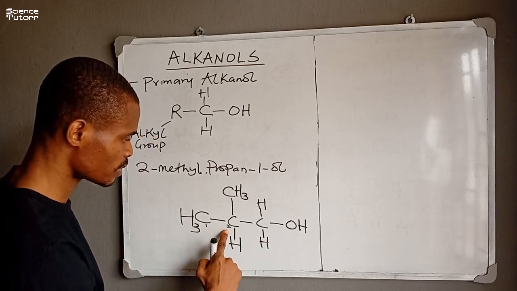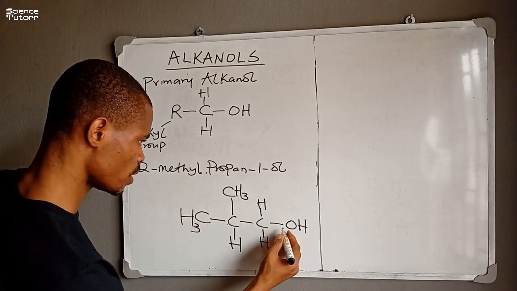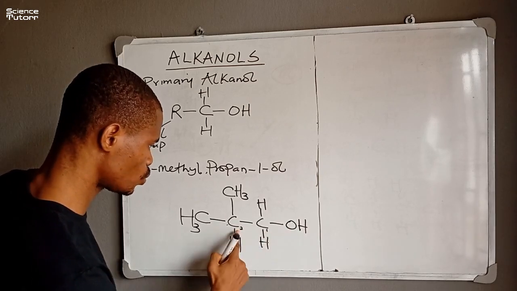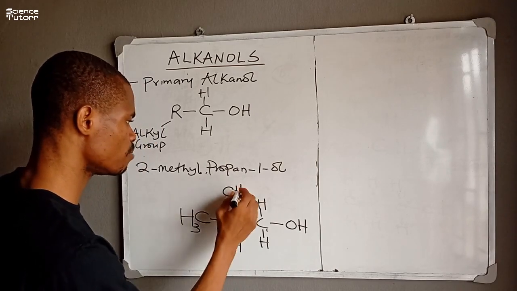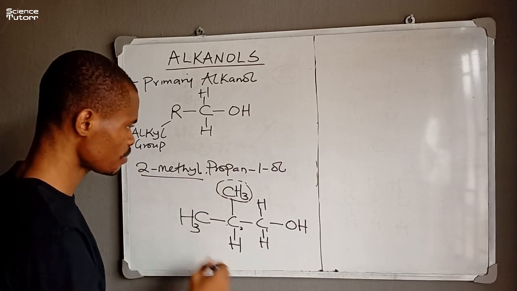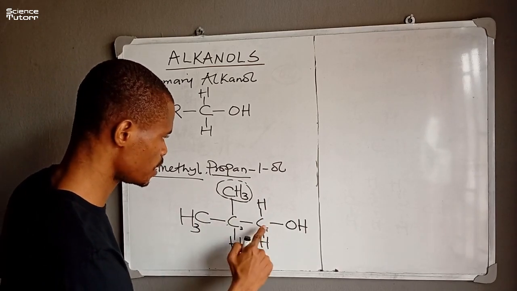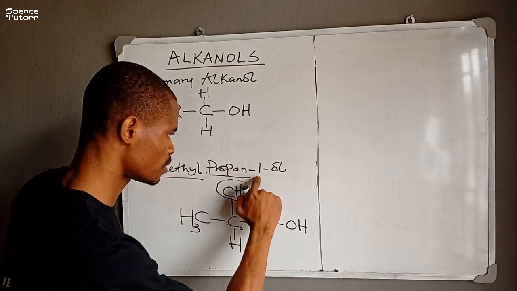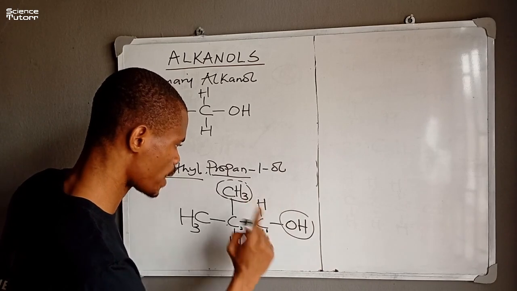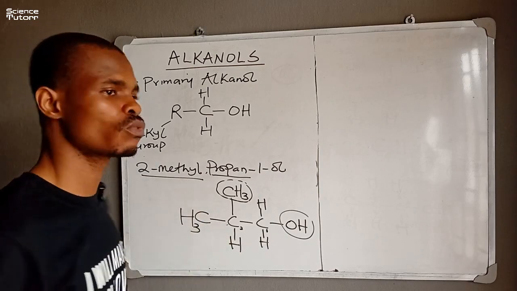So at the second carbon atom, or better still, let's move this way. We move this way, 1, 2, since we have our 1-ol here. At the second carbon atom, we have a methyl group. So 2-methyl propan from propane, 1, 2, 3. That is propane. So propan-1, the first carbon atom attached to the hydroxyl group, which is the functional group, 1-ol. So this gives us the structure of 2-methylpropan-1-ol.